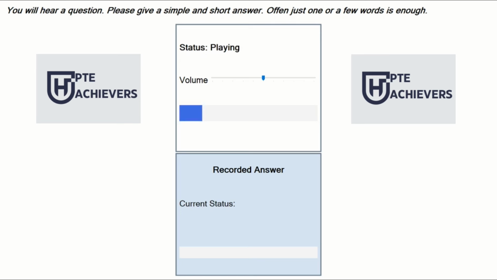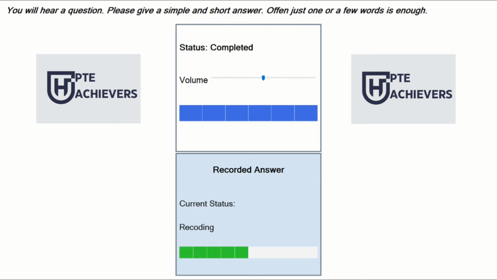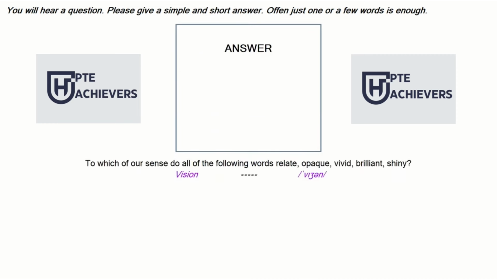To which of our scents do all of the following words relate? Opaque, vivid, brilliant, shiny. Vision.